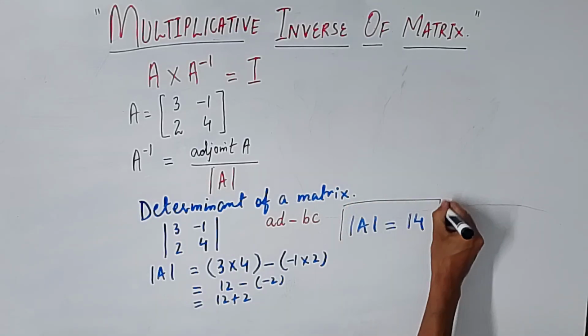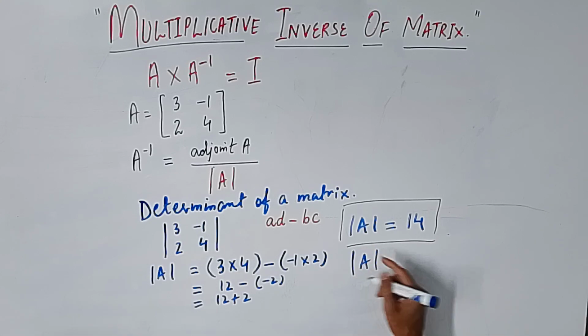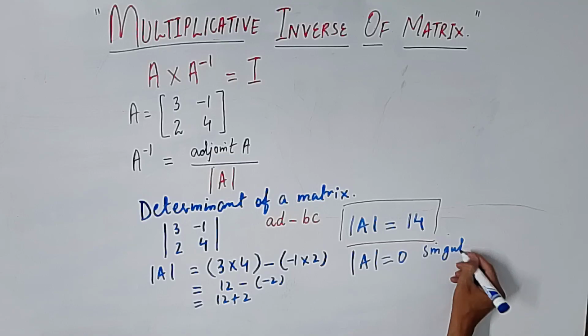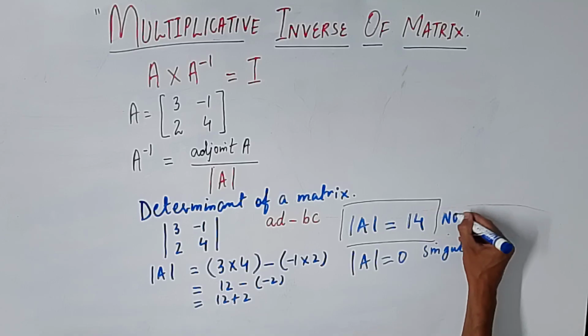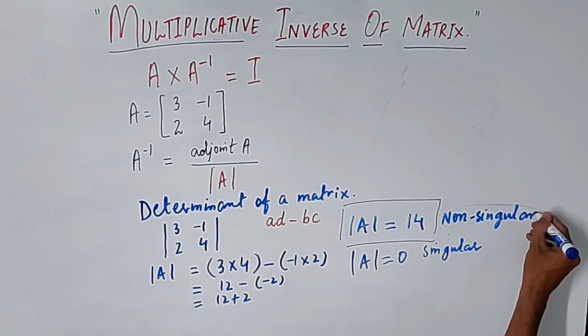Now there is one important thing related to the determinant of a matrix: whenever the determinant of a particular matrix, for example this matrix A, is 0, this matrix is called a singular matrix. This particular matrix which we are doing is actually a non-singular matrix. These terminologies will help you in the MCQs.